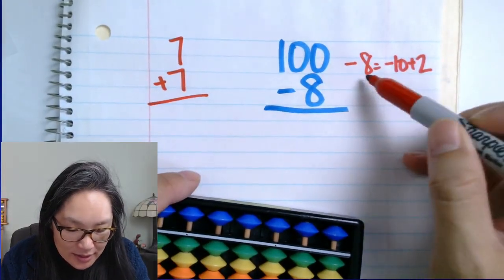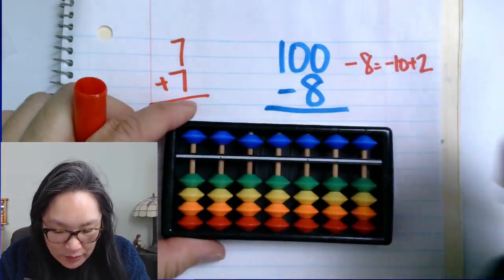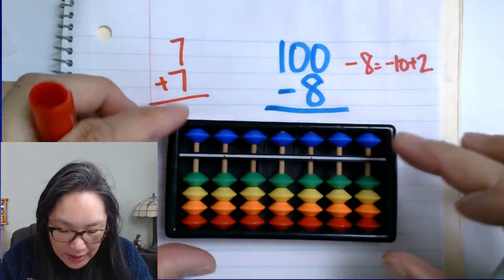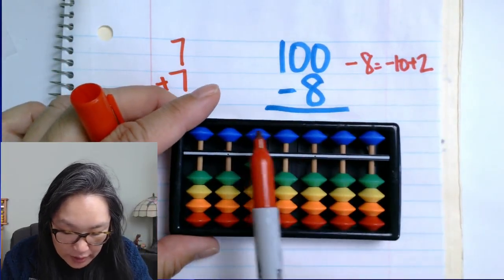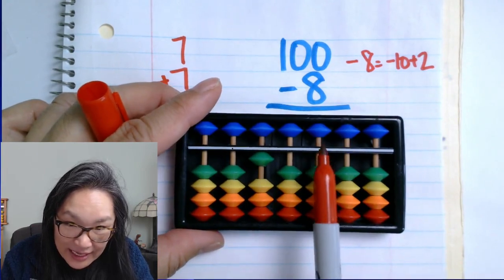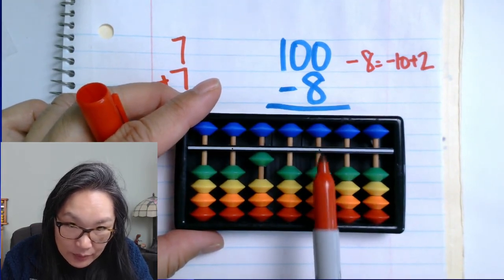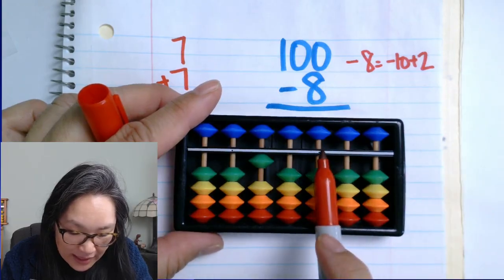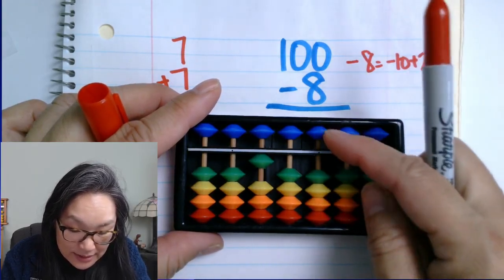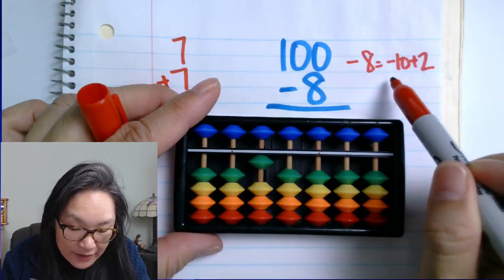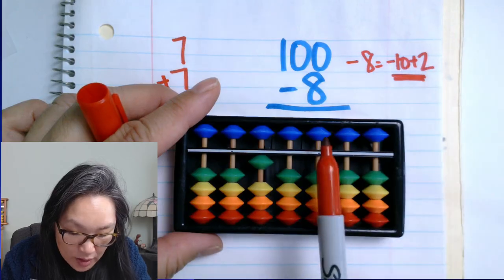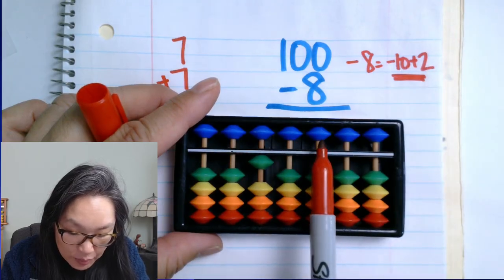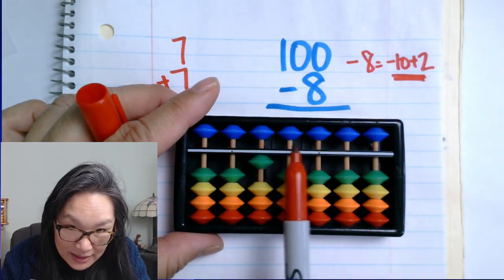So this is the concept, right? We want to take away the 8. My question starts with a 100. I want to take away 8. This is the 8 I'm going to take away. But to take away the 8, there's no beads. This is a 0. So what do I do? I have this concept that I need to do. I need to minus the 10 plus the 2.